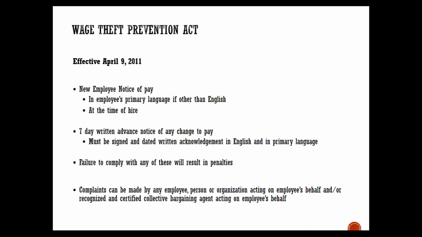If a current employee had any change to their pay, whether it was a deduction or an increase, they must receive the notice of change within 7 days. And it must be signed and dated, written acknowledgment in English or their primary language that they received the letter. And failure to comply resulted in penalties.